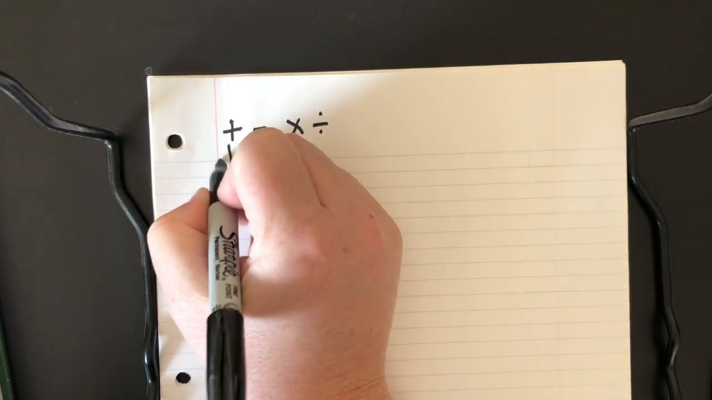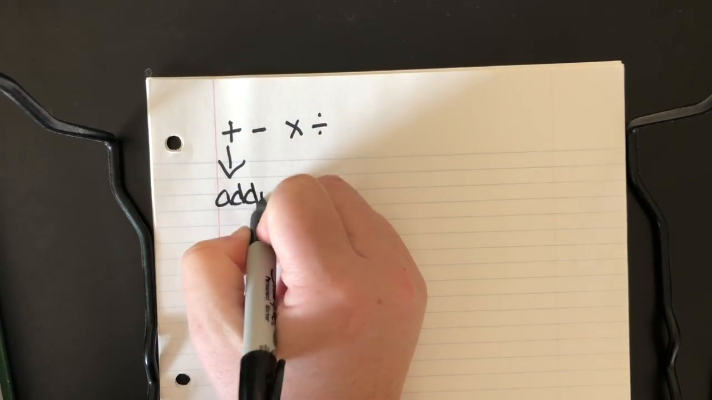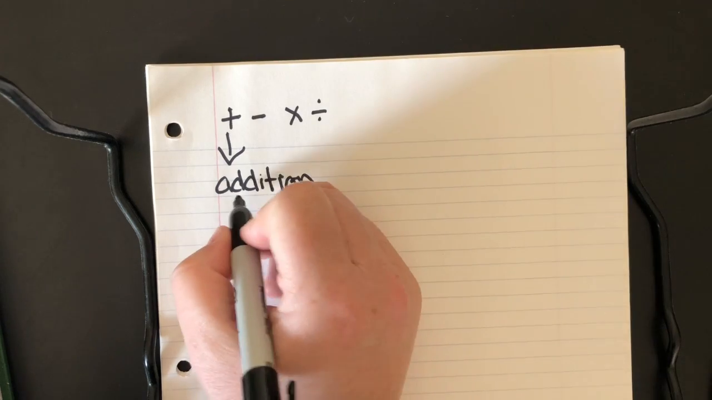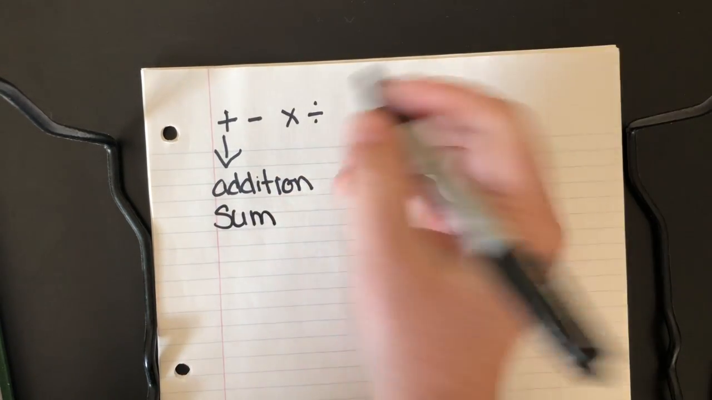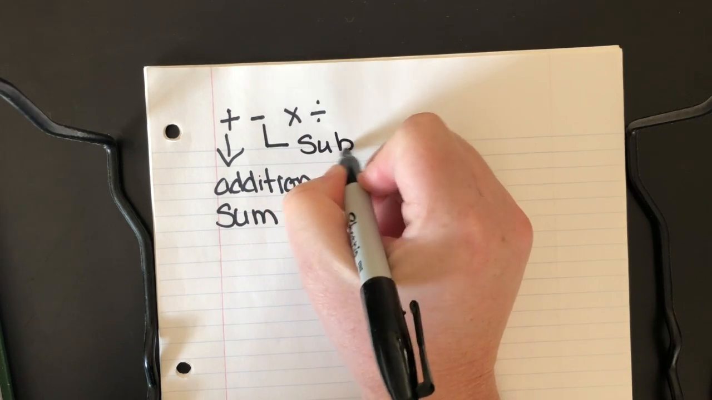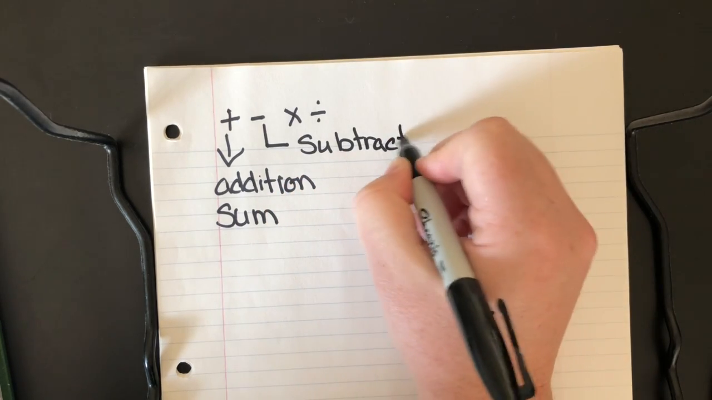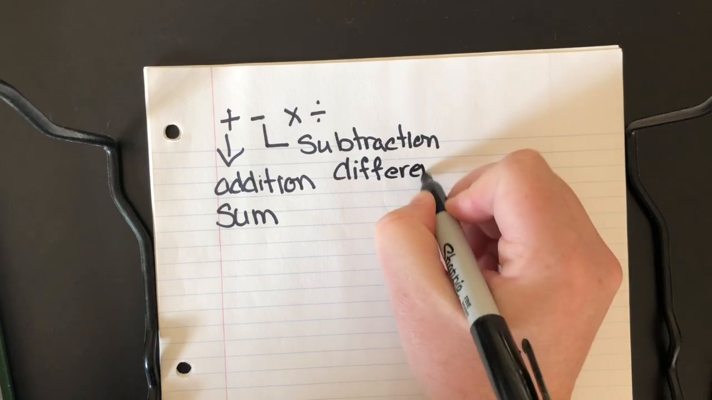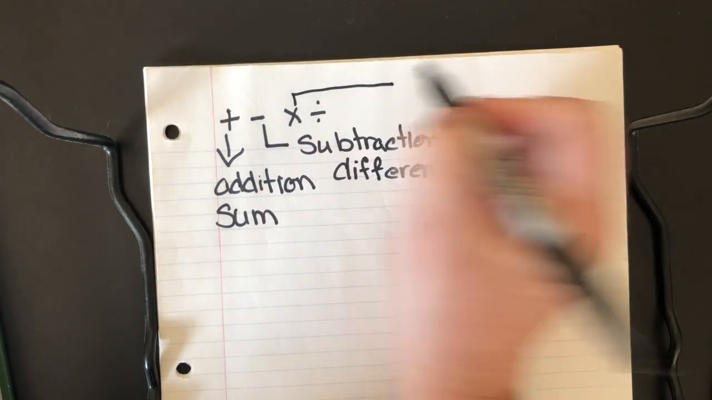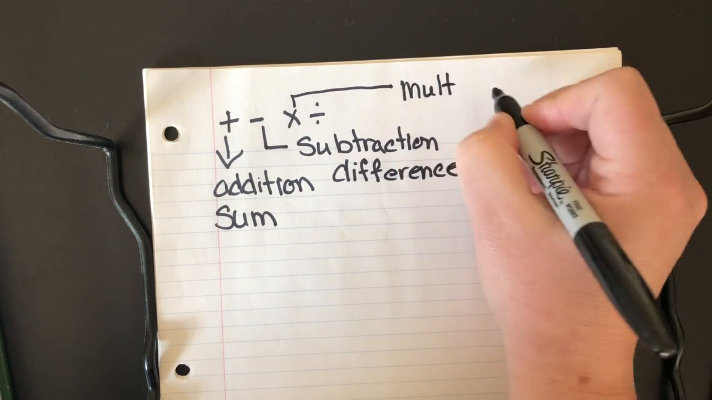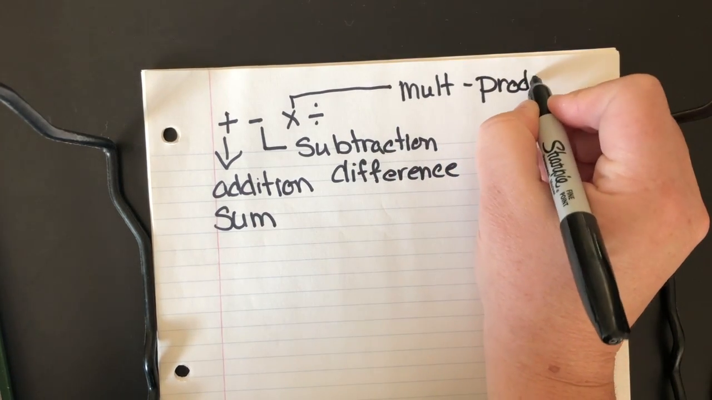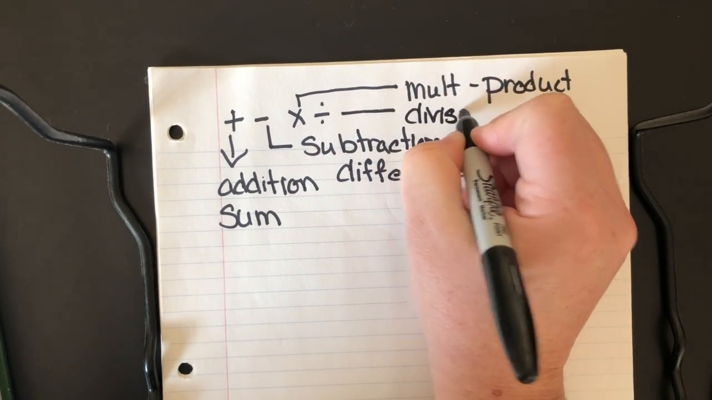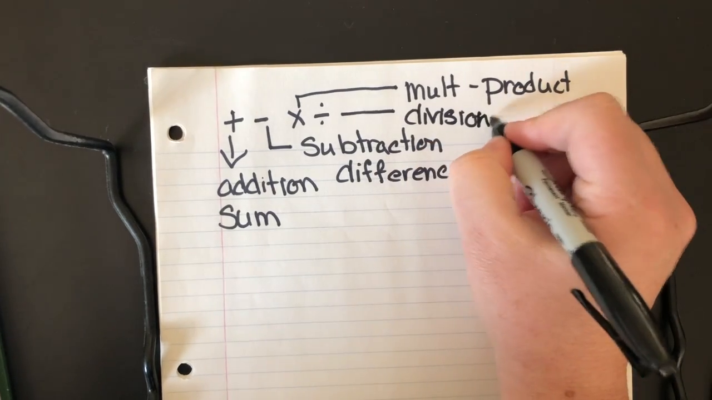Okay, now this addition, which then also goes into sum, this subtraction, which also is difference, multiplication, product, division, which is quotient.